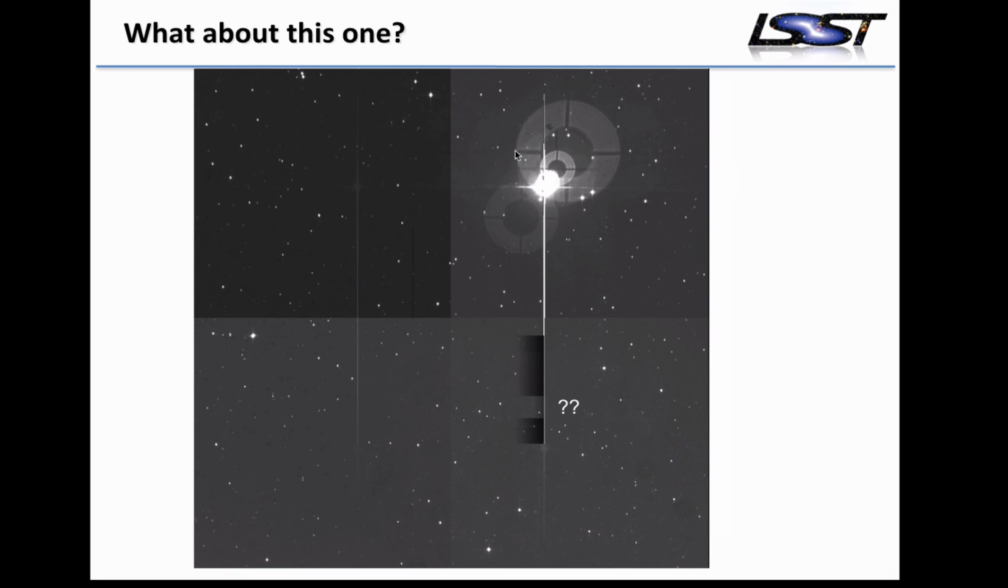Here's another example. This is actually the example that we saw before for crosstalk. So there's a bright star. You can see the ghosts from the pupil of the telescope. And over here on the left-hand side, the crosstalk. There's another anomaly in this image, though, and that is in this quadrant. After the bright column has gone by, there's some kind of suppression of signal, but not for every single row. And I actually don't know what causes that in this particular sensor. That's why there's a question mark next to it.